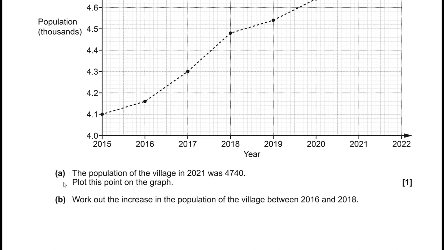For part B, we have to work out the increase in the population of the village between 2016 and 2018. Well, in 2016, we've got the amount 4,160, and in 2018, we've got the amount 4,480. So if we work out the difference between these, we've got 4,480 subtract 4,160, and that's equal to 320.